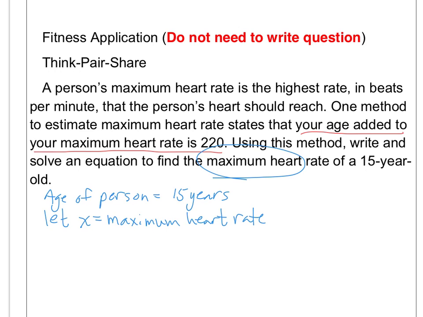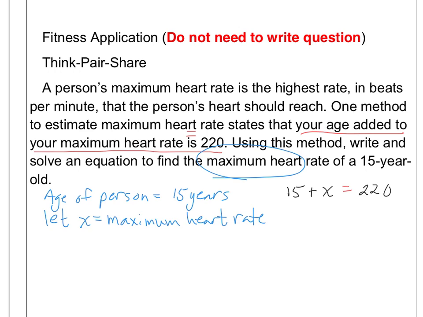Okay, so if we're working with a 15-year-old, if we took 15 and followed what they said here, your age added to your maximum heart rate. Well, we don't know our maximum heart rate, so we're going to take our age and add our maximum heart rate to that. It should be is. Is always another word for equals. So immediately I know I'm going to put an equals right where that is. So we're going to put an equals here, and it should equal 220. I'm telling you, this isn't quite realistic, but we'll go with this situation.